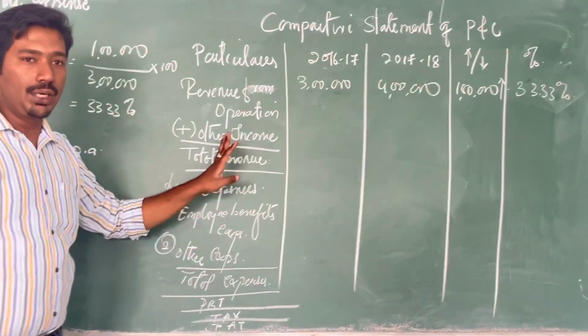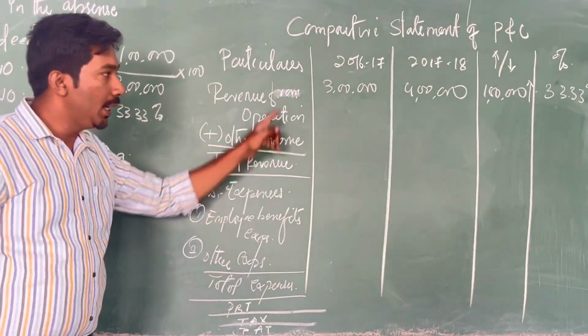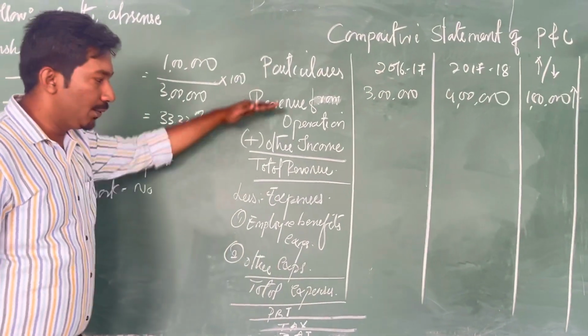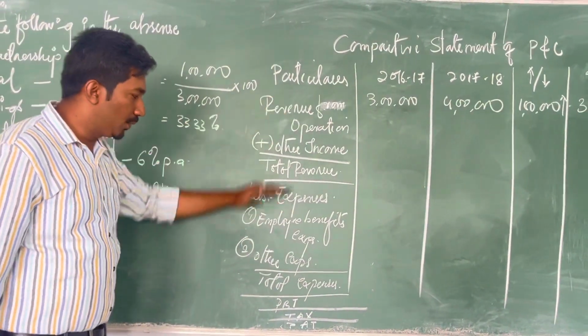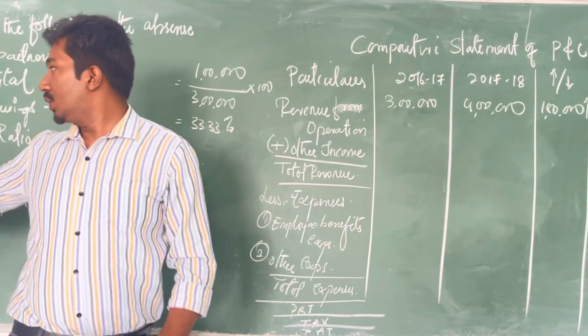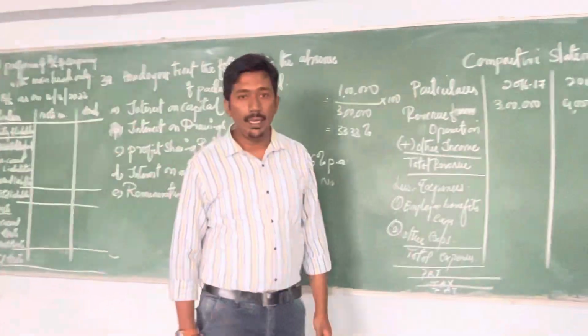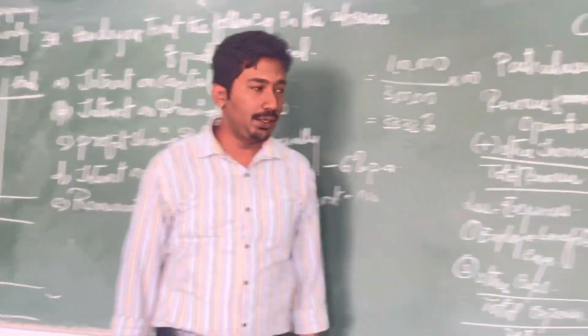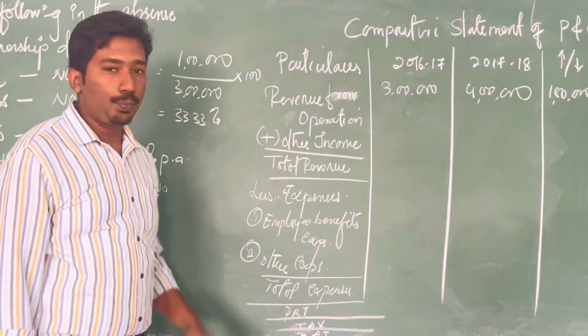In the balance sheet also you will follow the same method, and in profit and loss. Only the format will differ. This is the format for profit and loss, and you know the balance sheet which I did recently in the previous video. This you will follow as the balance sheet format, and this you will follow as the profit and loss format.